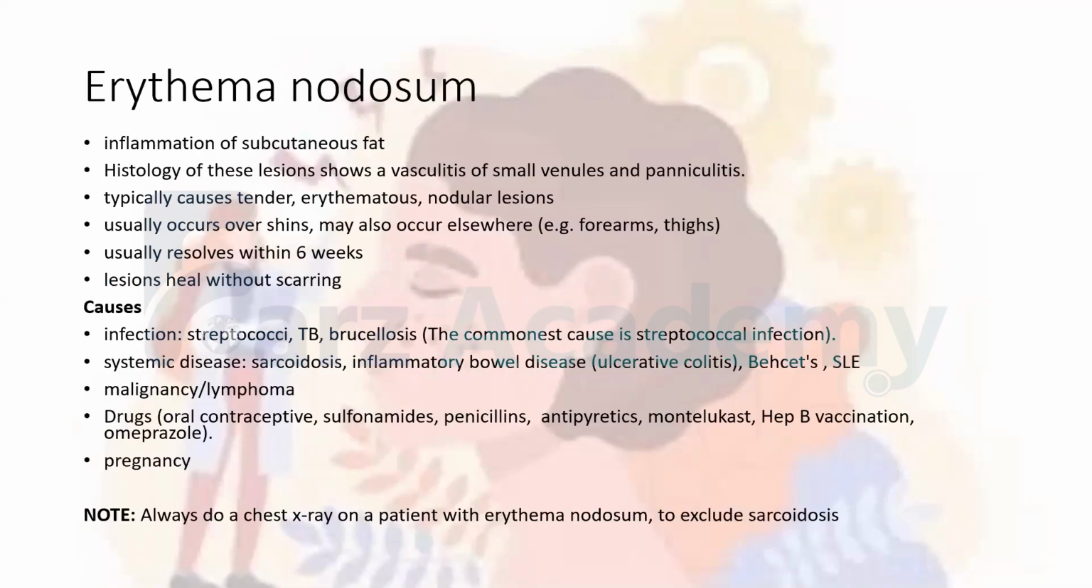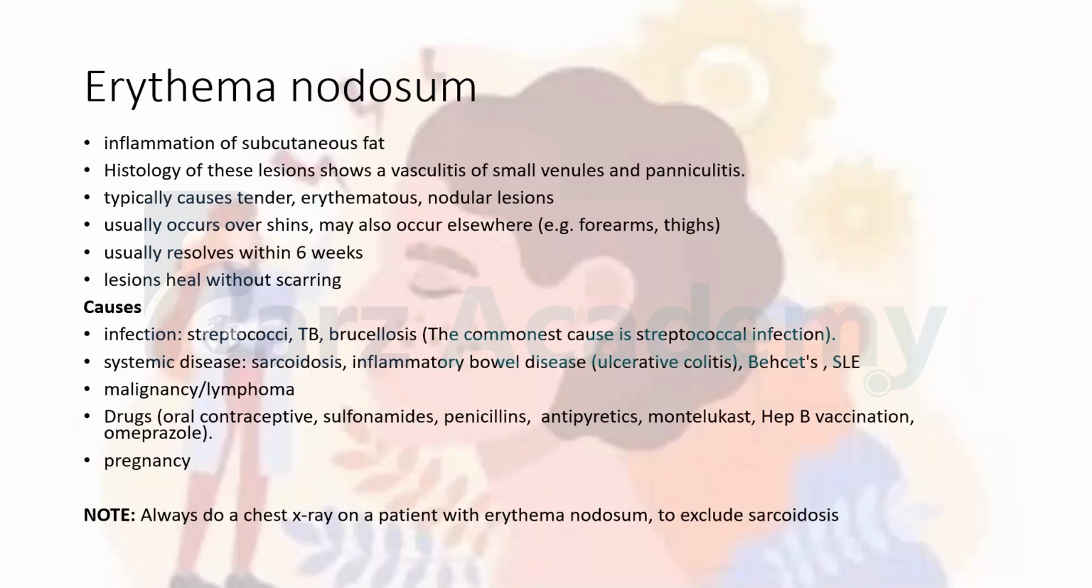Moving on to erythema nodosum. Erythema nodosum is nothing but inflammation of the subcutaneous fat. So it is also a form of panniculitis. Histologically, these lesions show vasculitis of small venules and also inflammation of the fat, which is seen as panniculitis. So how do these lesions present? They usually present as tender red erythematous nodules, most commonly seen over the lower limbs or the upper limbs, over the shin, and they can occur elsewhere as well. Usually these lesions resolve within 6 weeks, and usually there is no scarring associated with these lesions.